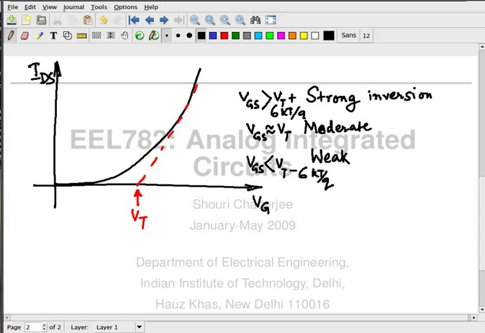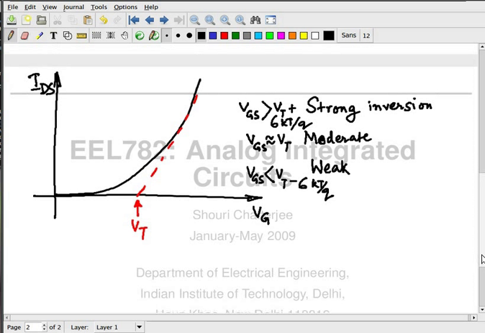So we classify the operation of the MOSFET in these 3 areas: strong, weak and moderate inversion. Moderate inversion is between these 2. Okay, so VGS is less than VT plus 6 kT over Q, more than VT minus 6 kT over Q. So probably you can say that this is weak, this is moderate, and the rest is strong. Okay, the curve doesn't go on forever because soon lightning strikes across the junction and you throw away the device.